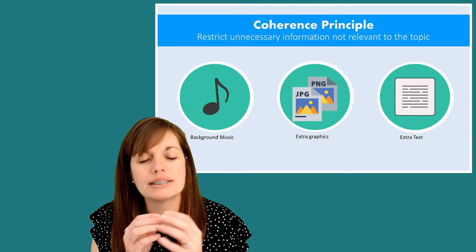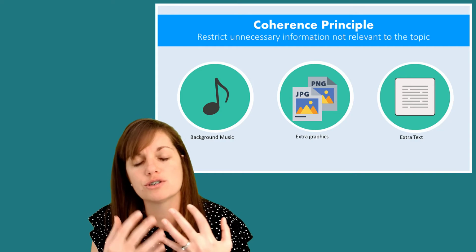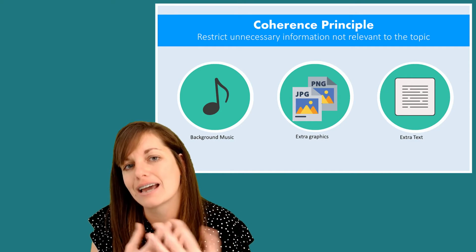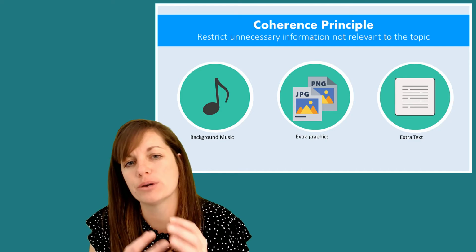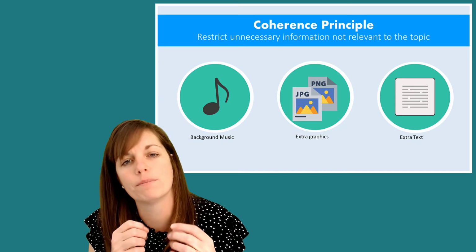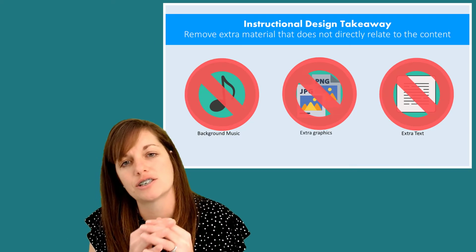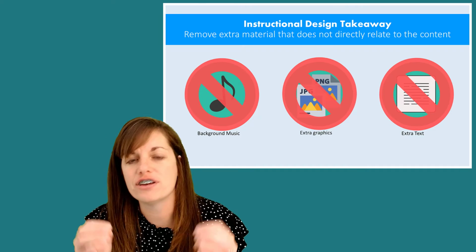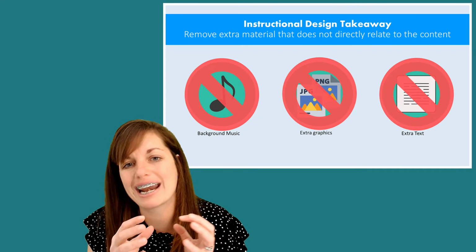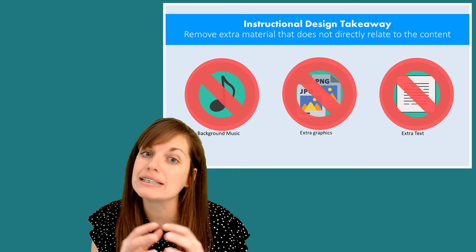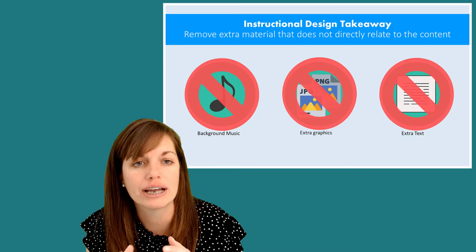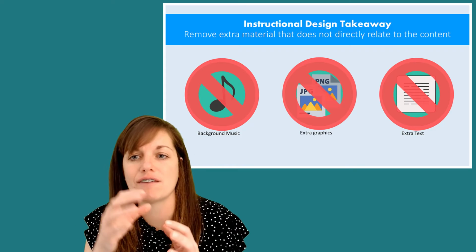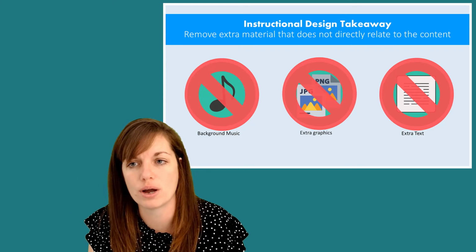Many times new instructional designers make the mistake of putting too much extra media into their presentation to try to fluff it up or make it exciting. However, this extra content, such as background music, visuals that don't make any sense, or animations, are actually distracting and can harm the process of learning. So coherence is the process of eliminating that extra noise.